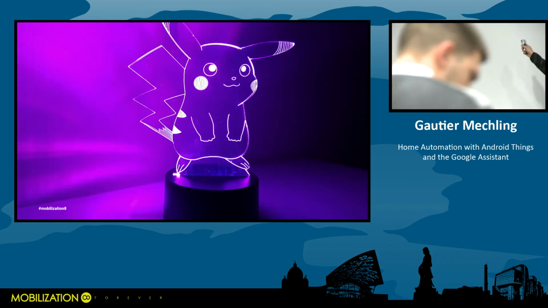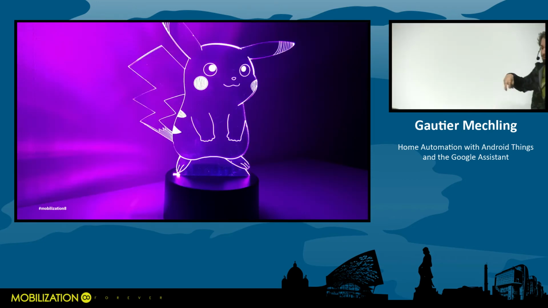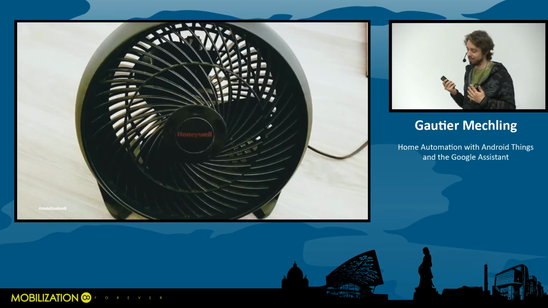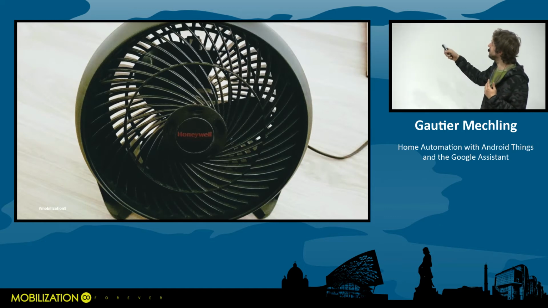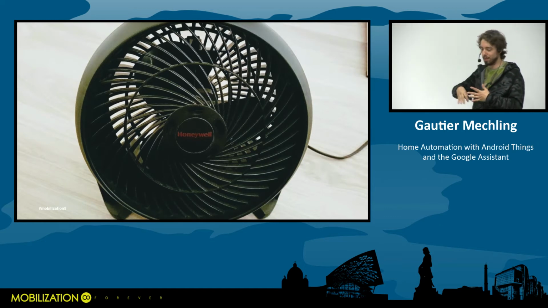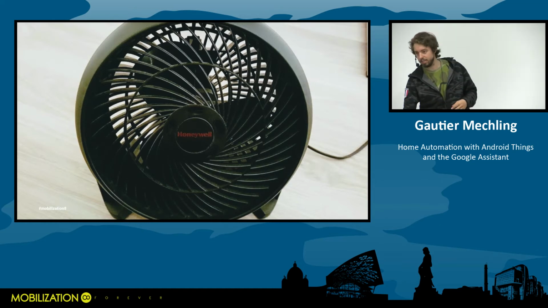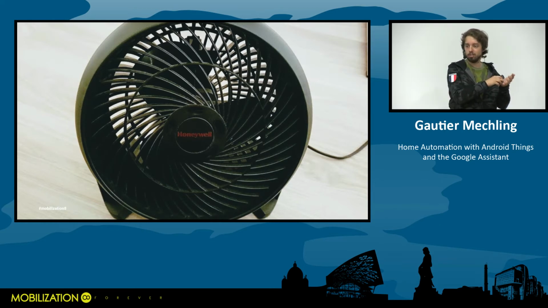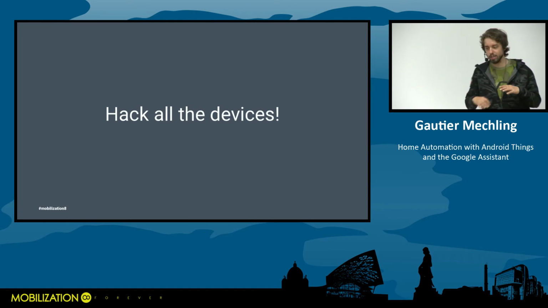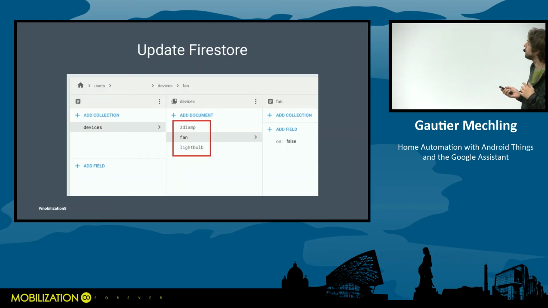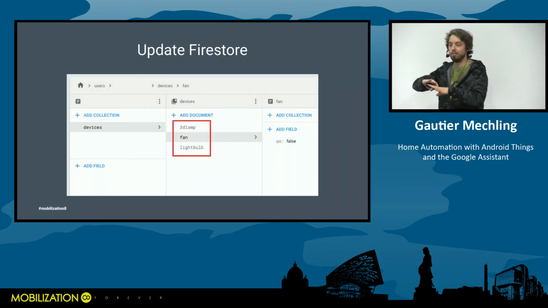For instance, this very nice light 3D lamp, I would like to make it compatible with the Google Assistant. And right now it's a little hot, so I would like to have a fan compatible with the Google Assistant. I would like to control my fan from anywhere using my phone and say turn on the fan. Basically, we can hack all those devices we have in our home. So remember, we have created everything.